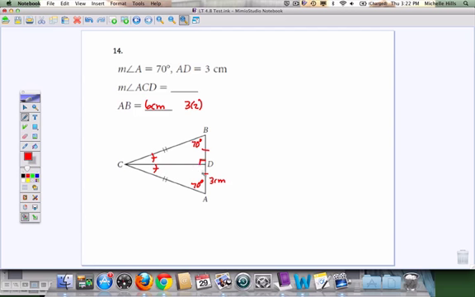Probably the easiest way here is just to look at the smaller triangle. And I can use the triangle sum conjecture to take 180, subtract out the 70 that I know, and subtract out the 90 that I know, which is going to make this a 20-degree angle.